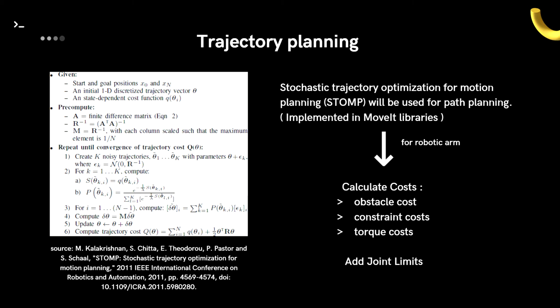So we are using STOMP as the main trajectory planning algorithm. STOMP stands for Stochastic Trajectory Optimization for Motion Planning. STOMP uses two main cores for making the trajectory. The first one is obstacle avoidance, and the second one is randomly generating trajectories and then converging on the most suitable one based on the smoothness of the trajectory.